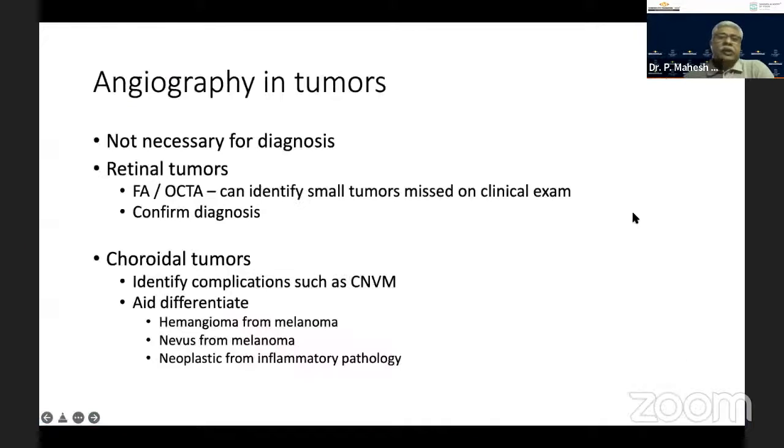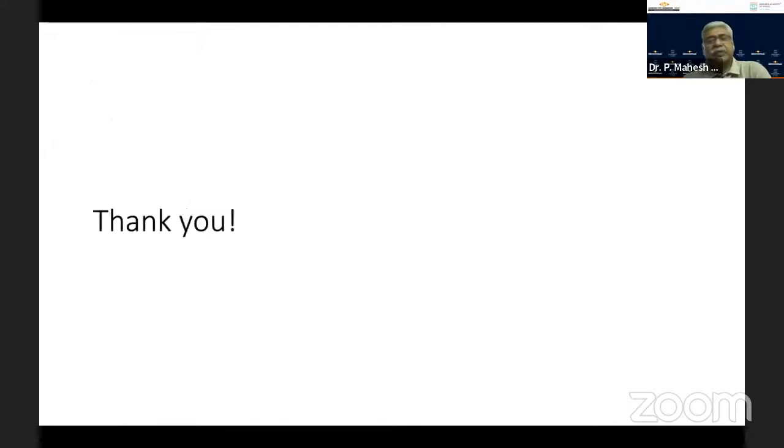as you can see here. To summarize, angiography in tumors is not necessary for diagnosis, but it may help differentiate a couple of tumors. And in retinal tumors, fluorescein angiogram and OCTA can identify small tumors missed on clinical examination, particularly vascular tumors of the retina. It helps confirm the diagnosis. In choroidal tumors, it identifies complications such as choroidal neovascular membrane in the choroidal osteoma, and it can help differentiate hemangioma from a melanoma, nevus from a melanoma, and neoplastic from an inflammatory pathology.